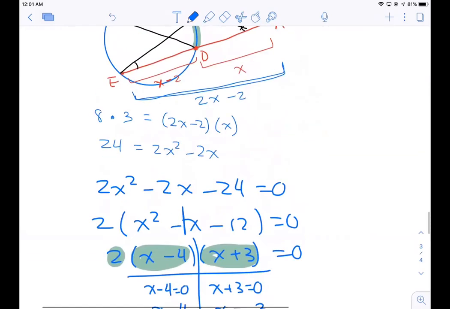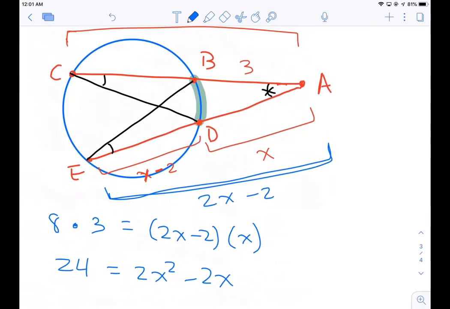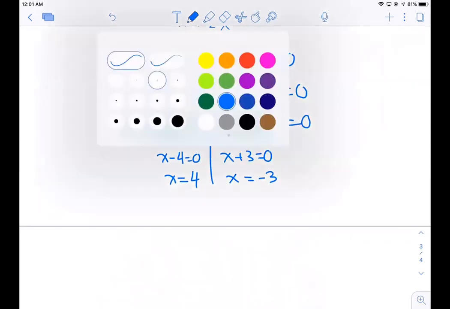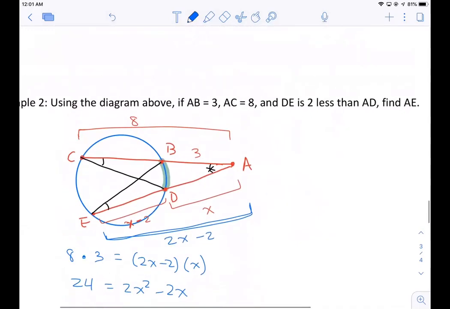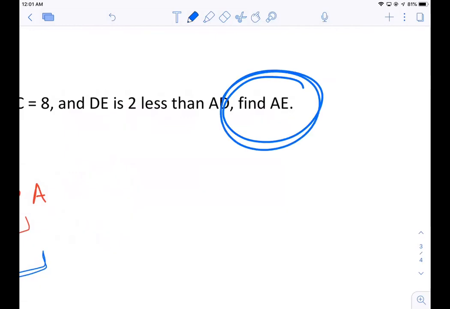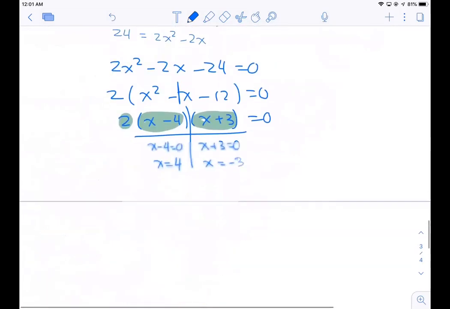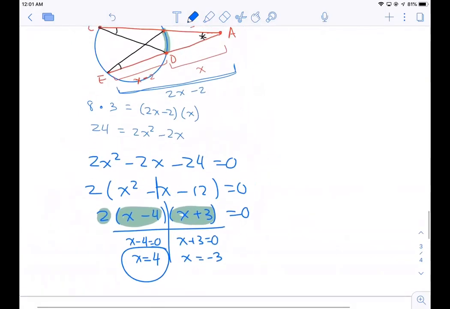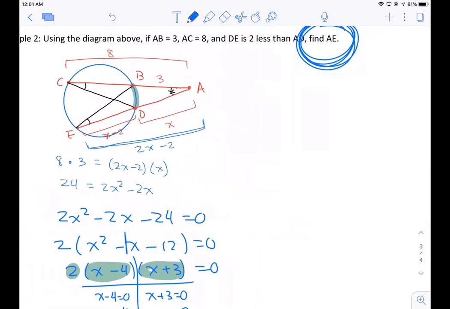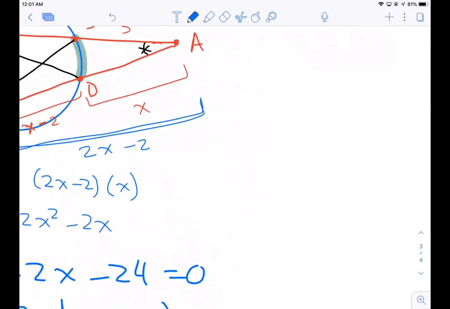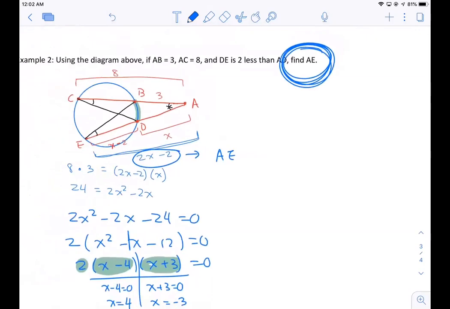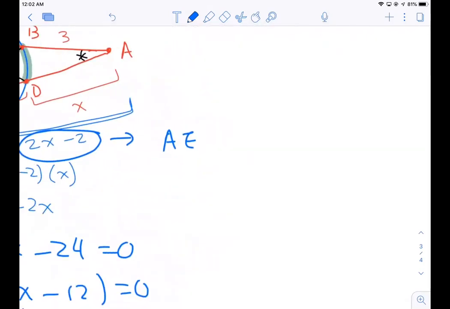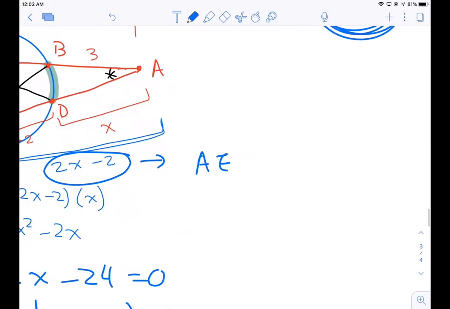Do we have to reject either answer? Yes, we've got to reject the -3 because when we plug that in, it doesn't work. So X equals 4. But wait, did I box that in too early? Yes, because this question asks you to find AE. So make sure you don't get too happy once you finish solving a quadratic equation. You still got to finish it up. AE is a length of 2X minus 2. So AE is going to equal, what was X again? X was 4. 2 times 4 is 8, minus 2 is 6.